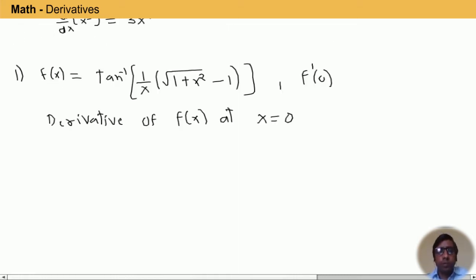So we know that the derivative of tan inverse x is 1 over 1 plus x square, but that method will take too much time. So instead of that, we can take some substitution here. Let's say x equal to tan theta. So first let us try to solve that part.